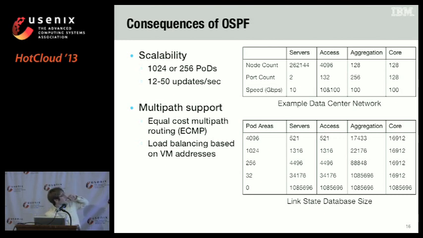The other benefit of using OSPF is that we get multipath support. So equal cost multipath routing, ECMP. We'll do the load balancing, not just based on the end host, but also based on the VM addresses, because the VM addresses are now somehow exposed to the actual network.